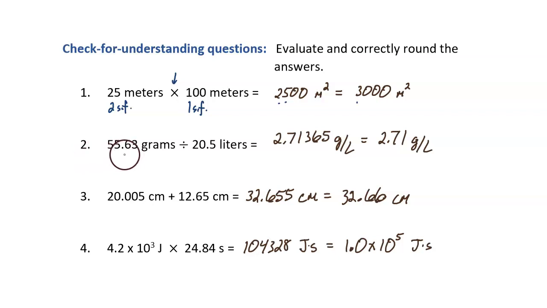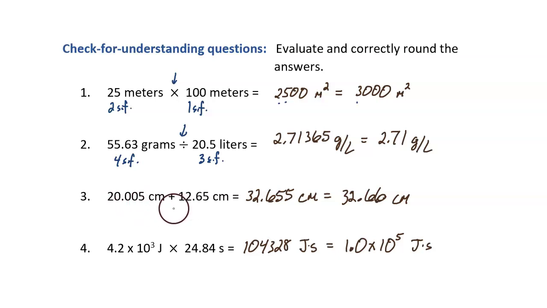Question 2, 55.63 grams divided by 20.5 liters. This is a division problem, so when rounding you use the significant figure rules. This number has 4 significant figures, and this measurement has 3 significant figures. The final answer needs to be rounded to 3 significant figures. On the calculator, you get a number like 2.71365, and there's even more numbers, grams per liter. When you round to 3 digits, you get 2.71 grams per liter.